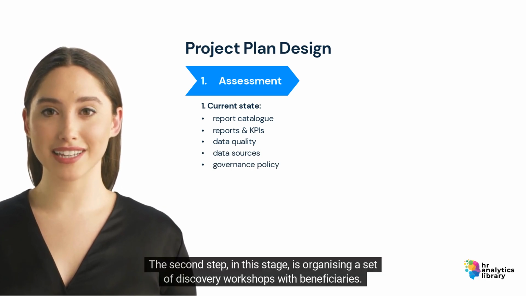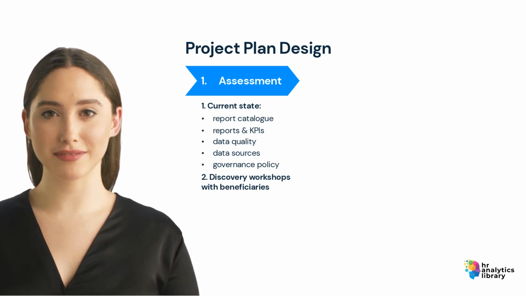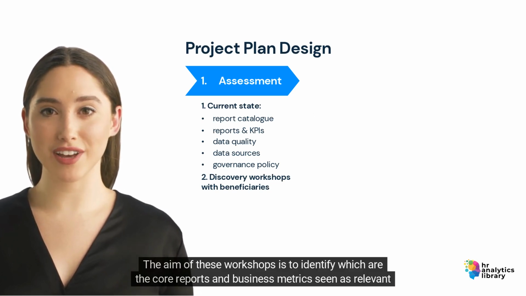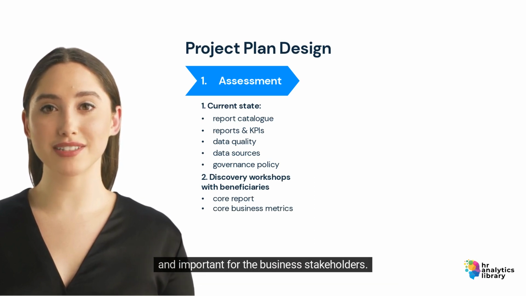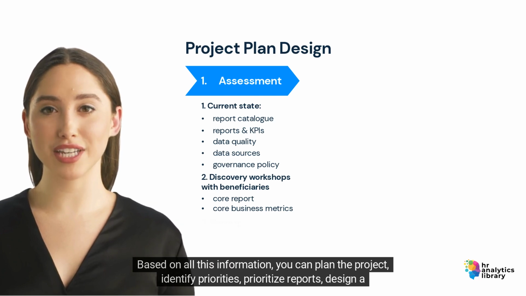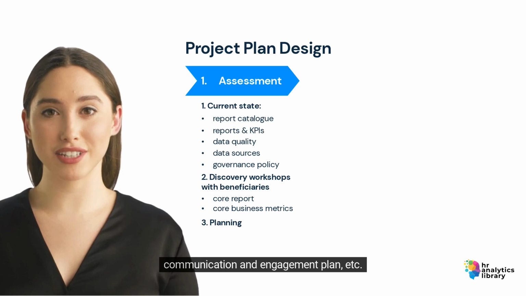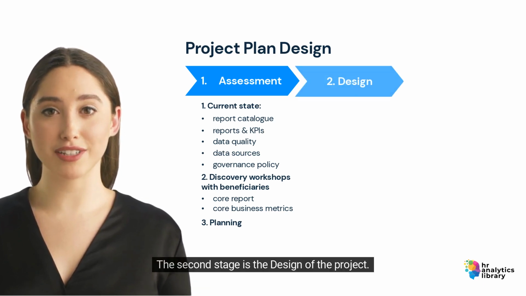The second step in this stage is organizing a set of discovery workshops with beneficiaries. The aim of these workshops is to identify which are the core reports and business metrics seen as relevant and important for the business stakeholders. Based on all this information, you can plan the project, identify priorities, prioritize reports, design a communication and engagement plan, etc. The second stage is the design of the project.